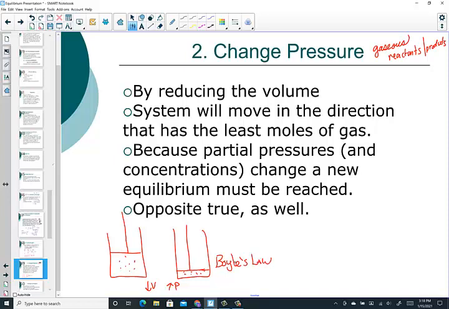By reducing the volume, you can change the pressure of a system, and that creates a stress on a system that's in dynamic equilibrium. The system is going to move in the direction that has the least moles of gaseous particles. Think about low pressure: it has the fewest particles. High pressure has the most moles of particles.